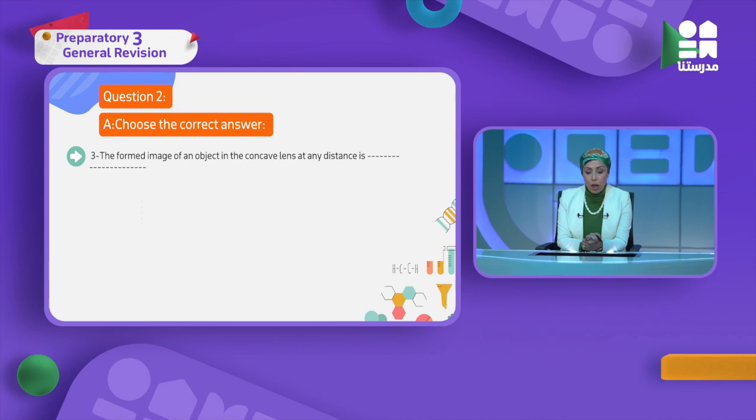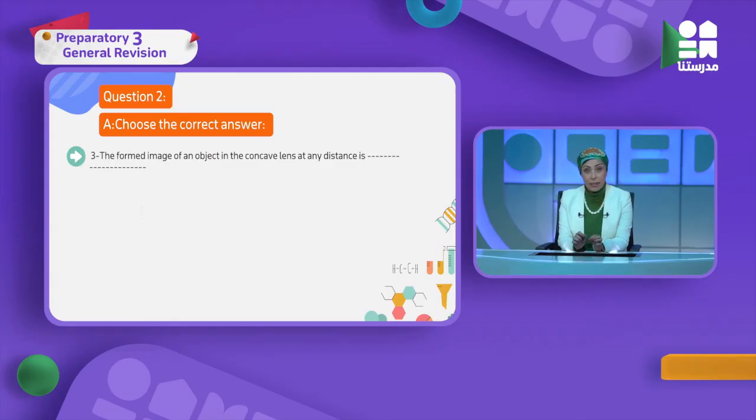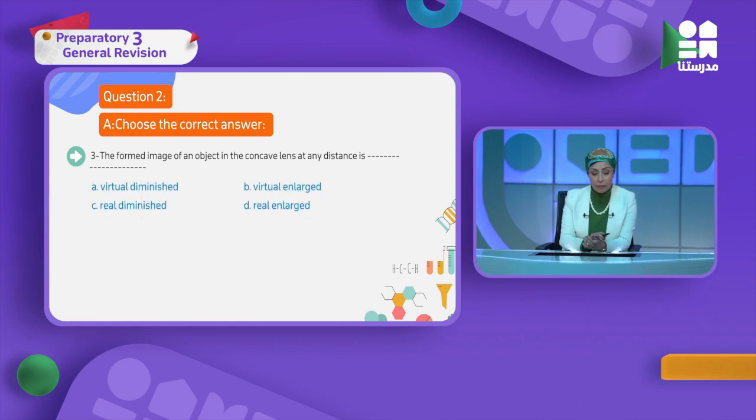The formed image of the object in the concave lens at any distance is... Always you have to focus: is he talking about a lens or a mirror? So first underline whether it's lens or mirror, and then underline its type, so that you can determine the type of image or anything he asks you about. Here I am talking about a lens, and what is its type? Concave. The formed image in the concave lens is what shape? Virtual diminished, or virtual enlarged, real diminished, or real enlarged. So the answer is virtual enlarged.